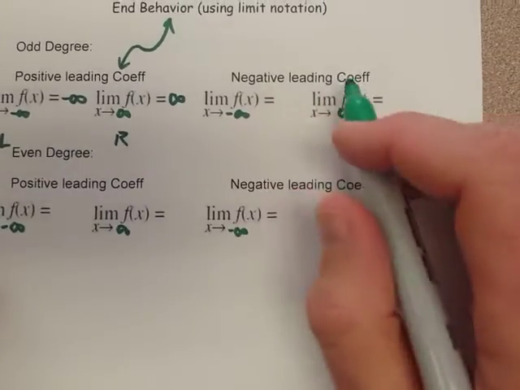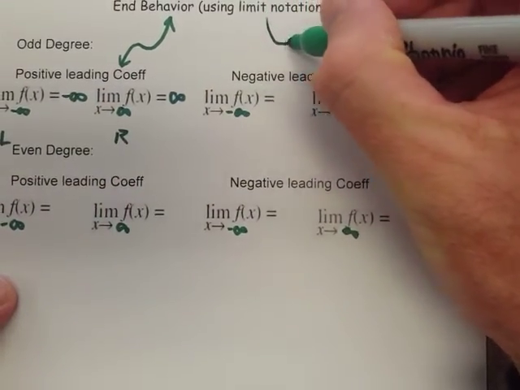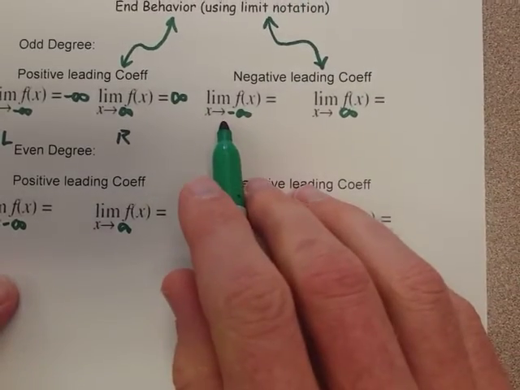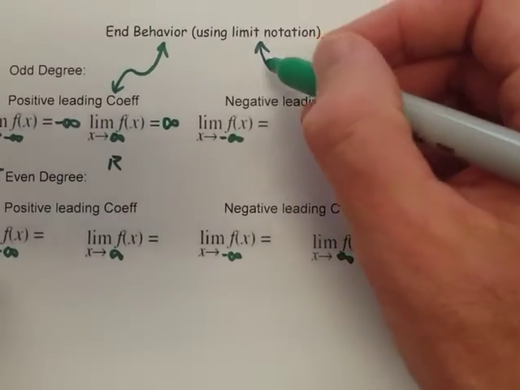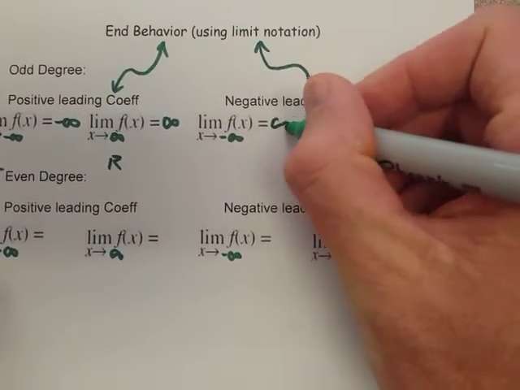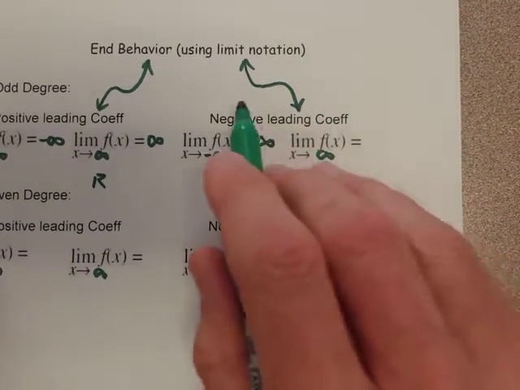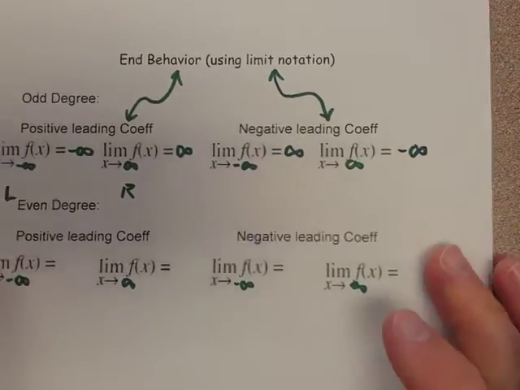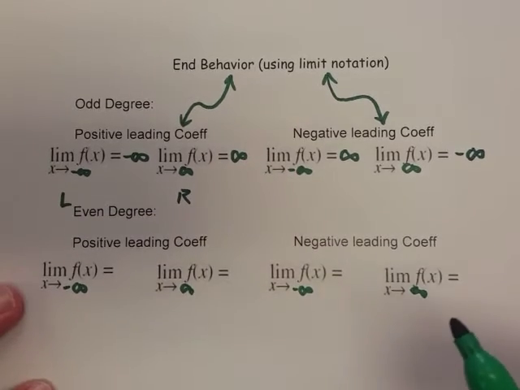Next was the odd degree with a negative leading coefficient. It just basically flips this graph, and so it's going to have something that looks like this. As we go to the left forever, as x approaches negative infinity, this graph is going up. That is positive infinity. As this one is going to the right, the graph is going down. That is negative infinity.